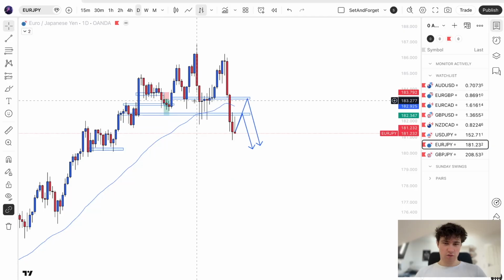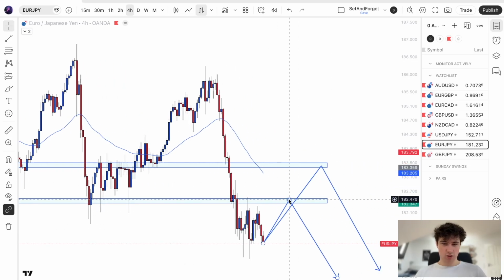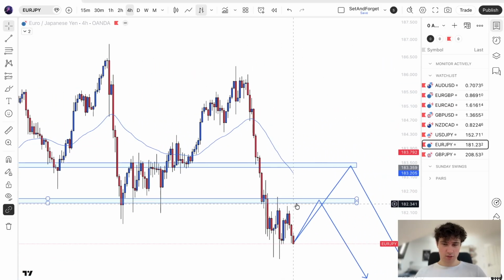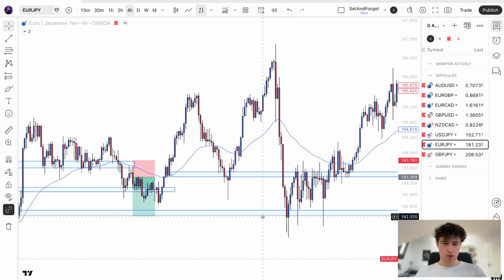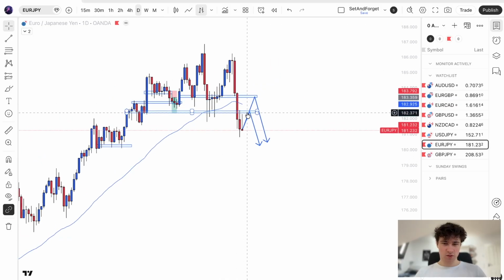Same on EUR-JPY. We have this area of interest. We even have a head and shoulders right here. Then we have the EMA. So a retracement to this area would be great. I think this is also doable from this area, but I'd be hesitant to take a trade from this area, considering this is a stronger area of interest. So I would wait for super strong confirmation or just wait for this area to be hit and the neckline of this head and shoulders pattern.